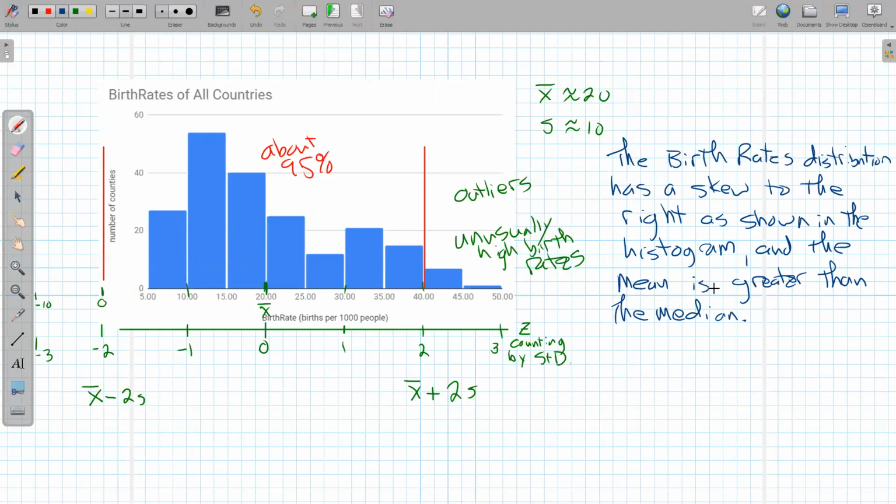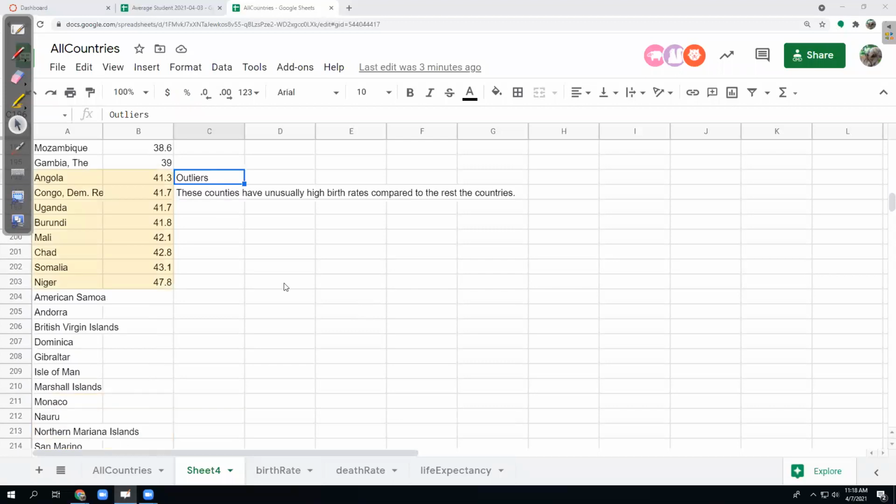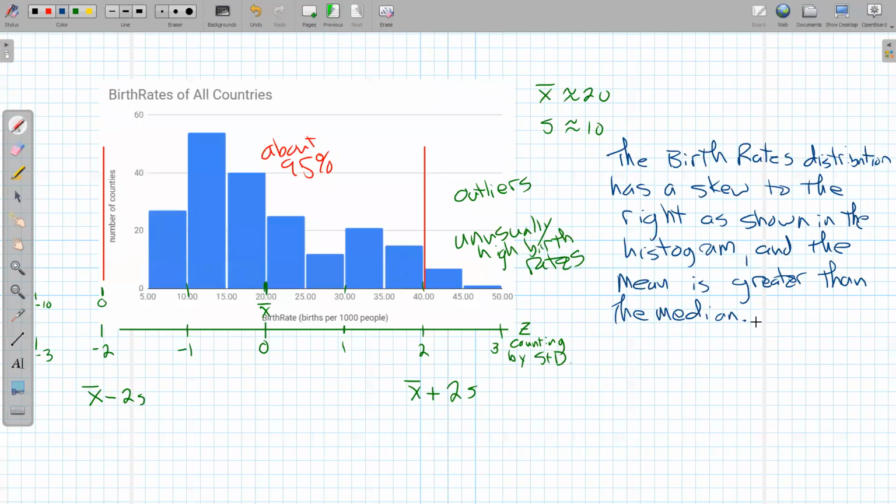There are several countries. How many? 1, 2, 3, 4, 5, 6, 7, 8 of them. So 8 out of the 202 countries have unusually high birth rates compared to the rest.